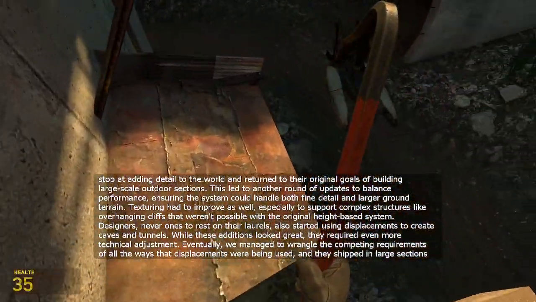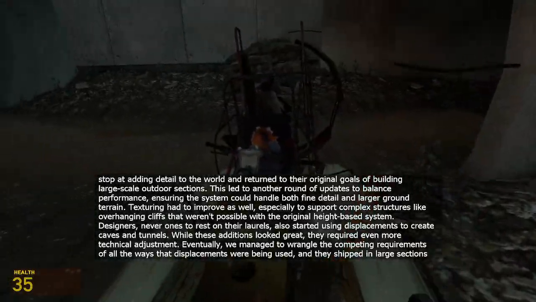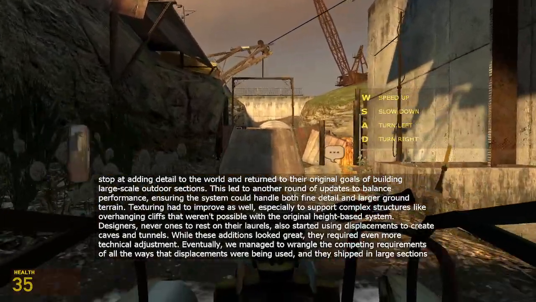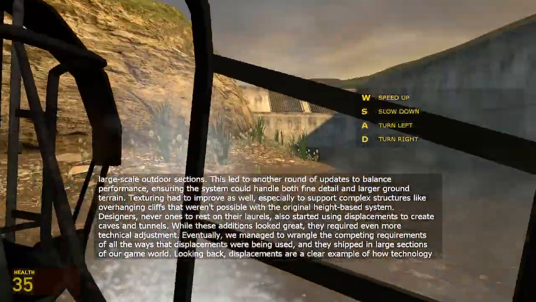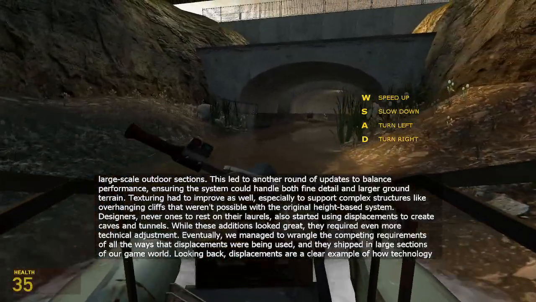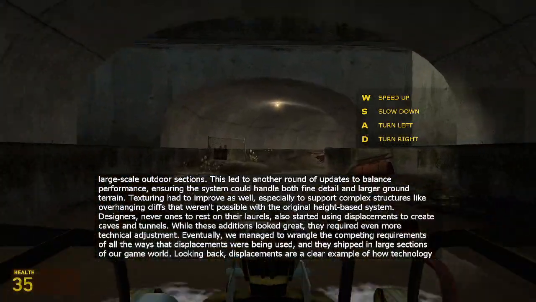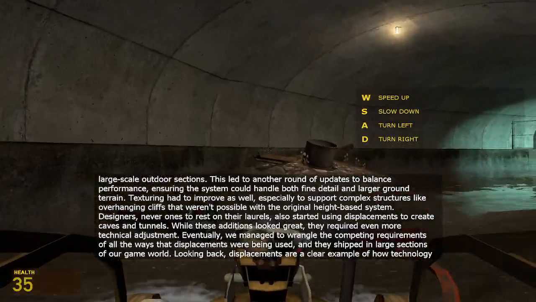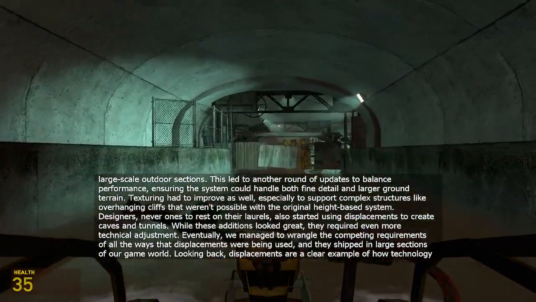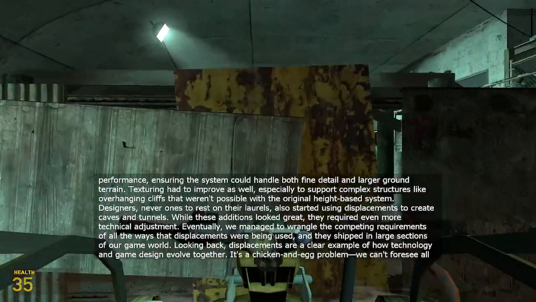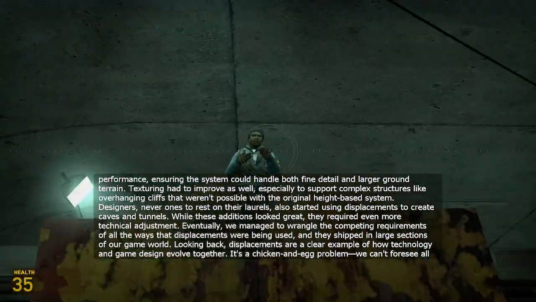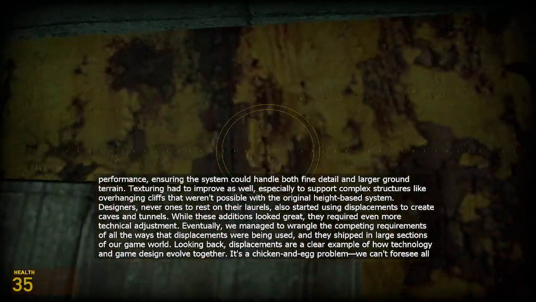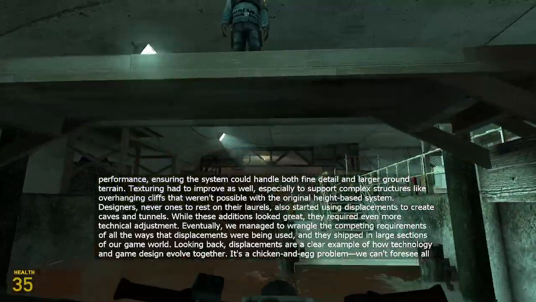This led to another round of updates to balance performance, ensuring the system could handle both fine detail and larger ground terrain. Texturing had to improve as well, especially to support complex structures like overhanging cliffs that weren't possible with the original height-based system. Designers, never one to rest on their laurels, also started using displacements to create caves and tunnels. While these additions looked great, they required even more technical adjustment.